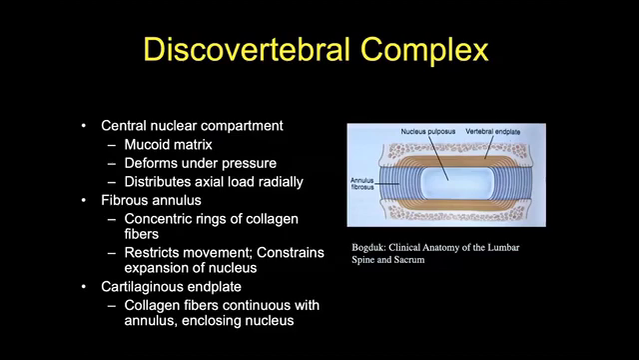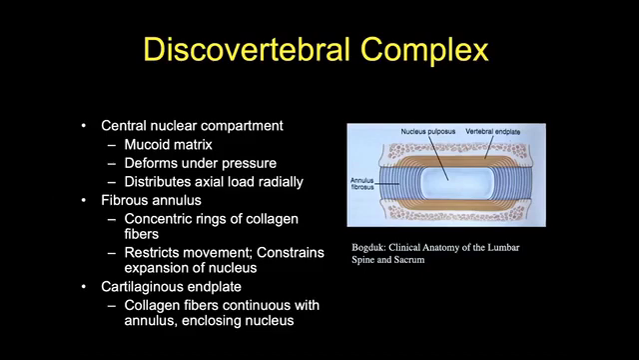Let's talk a little bit about the disc. The discovertebral complex has a central nuclear compartment. It's made up of a mucoid matrix. It can deform under pressure. It helps to distribute the axial compressive load radially through the disc. There is an outer annulus fibrosus made up of concentric rings of collagen fibers. It restricts this radial movement, constrains the expansion of the nucleus.